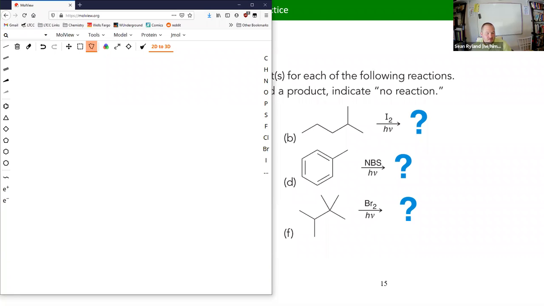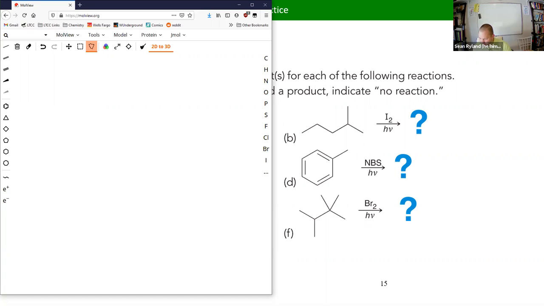How about the other side here? First one looks a little weird. We haven't seen iodine used very much. Anybody remember why that was? Too reactive? The opposite. You're close. Fluorine is too reactive. Iodine was not reactive enough.